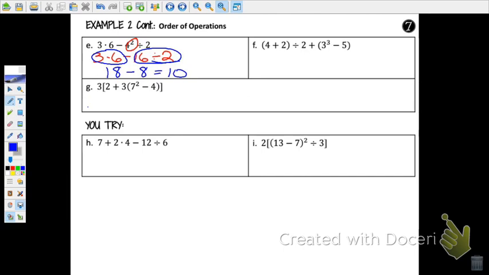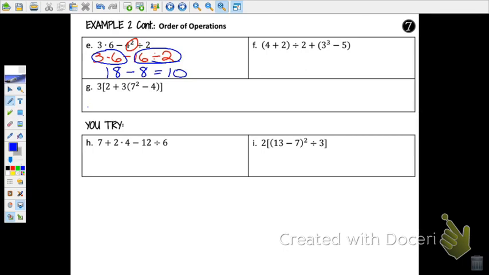You need to be writing this information on the paper, okay? So what are we going to do first with F? What does order of operations tell us we do first? Ethan? Okay, we need to do our parentheses.